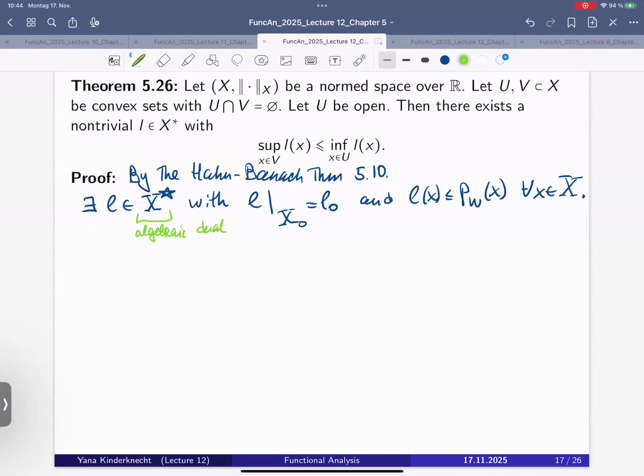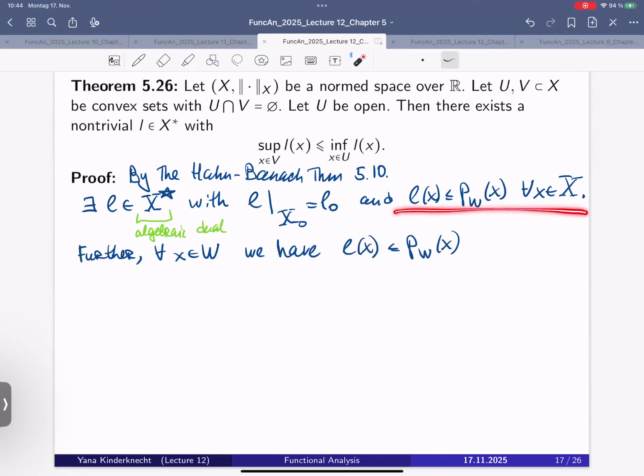So further, for any x in W, we have that L of x is smaller or equal than PW of x by the construction, but this is smaller than 1 by lemma 525. So for inner points, we have this inequality.